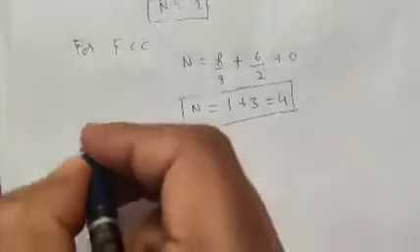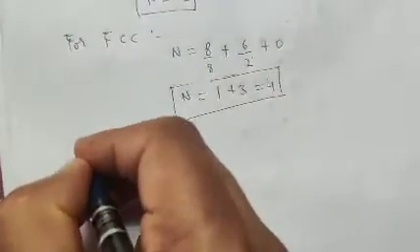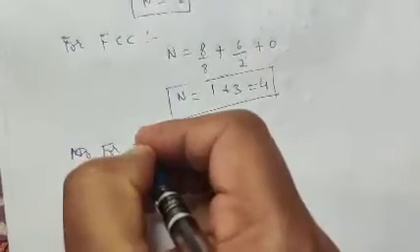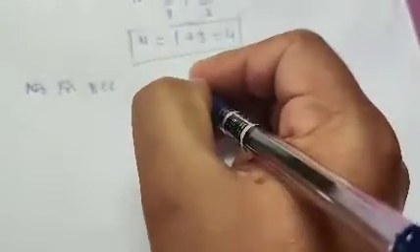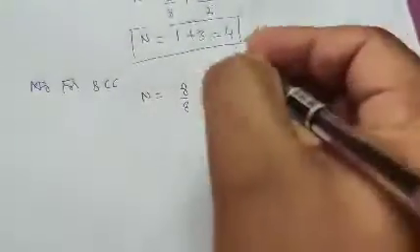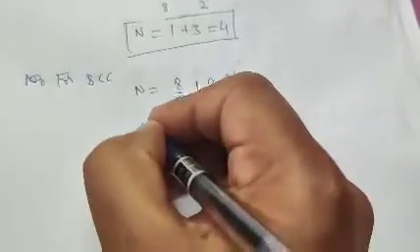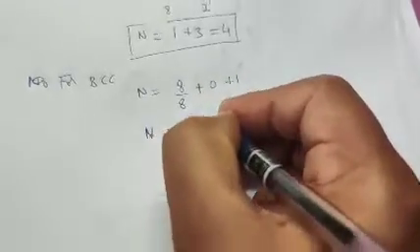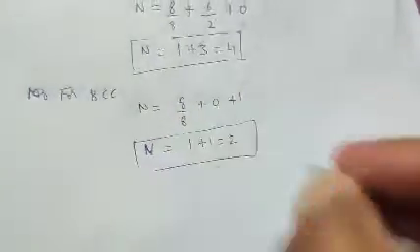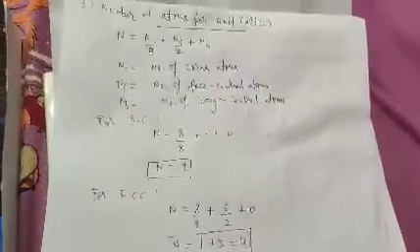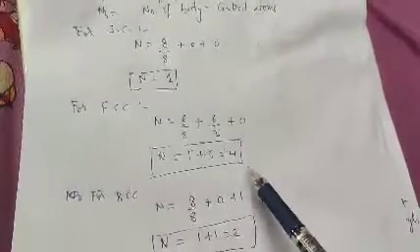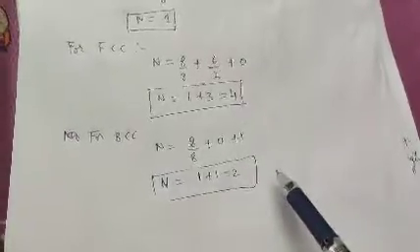Now last but not the least, for the body-centered cubic, the number of atoms per unit cell will be: there are 8 corner atoms in BCC, there will be no face-centered atom, there will be one body-centered atom. So the number of atoms per unit cell will be 1 plus 1, that is equal to 2. So we have calculated that the number of atoms per unit cell for the simple cubic system will be 1, for the face-centered cubic system will be 4, and for the body-centered cubic system will be 2.